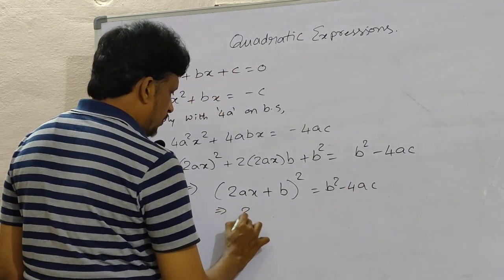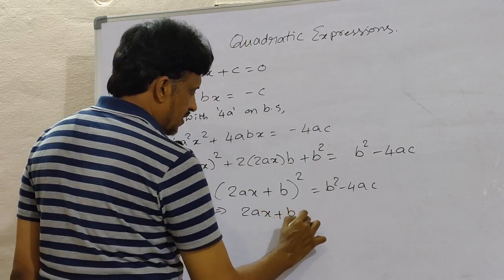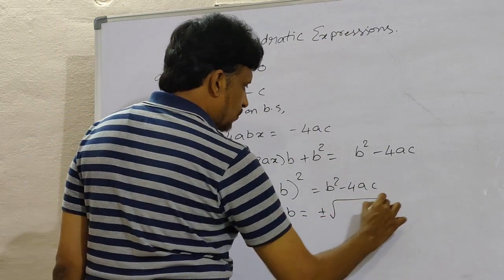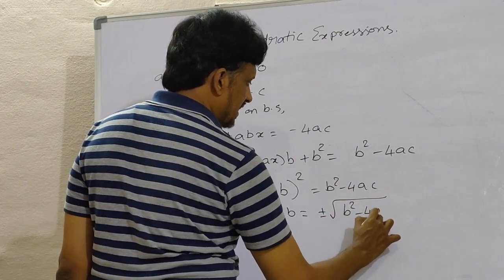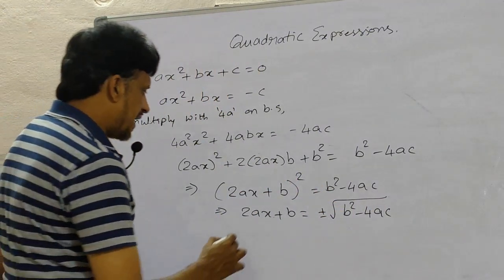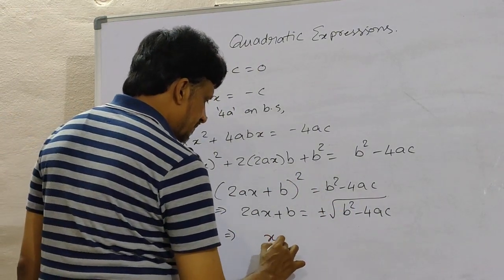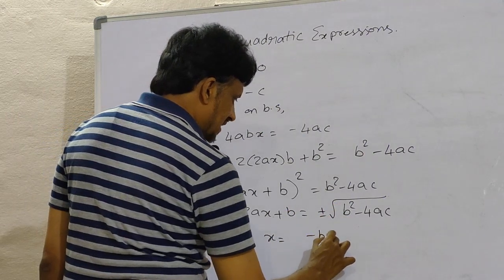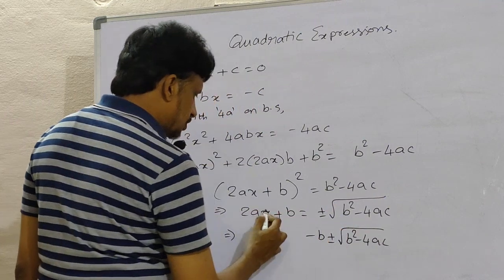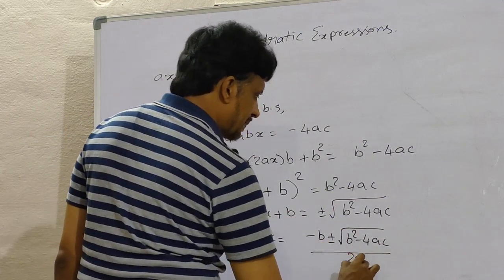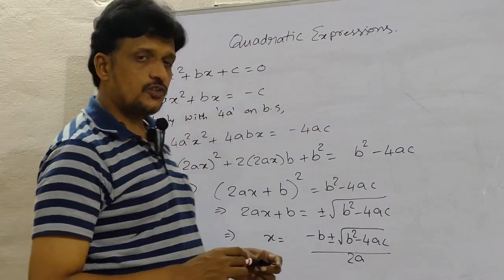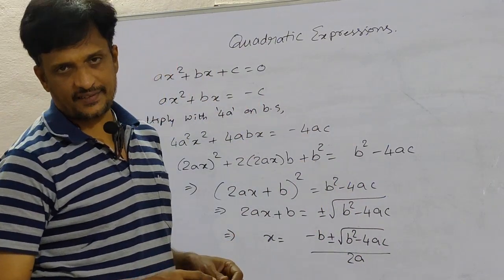From this the value of 2ax plus b will be, apply square root on either side, then you will get plus or minus square root of b square minus 4ac. In the LHS part the square gets cancelled if you apply square root. And now from this the required x will be minus b plus or minus root b square minus 4ac. This is 2ax, so on the other side it will be the denominator, whole divided by 2a. So this is the formula which is used to calculate the roots of a quadratic equation.